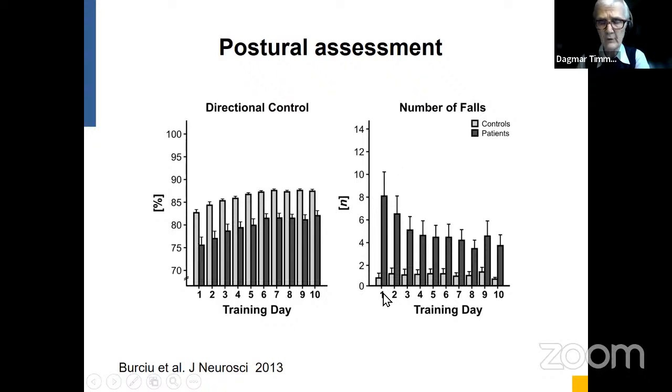Here are the number of falls. Controls hardly fall at all. And here in patients, they reduced the falls. They wore a harness, so nothing happened, but the number of falls was reduced. So they learned, both groups learned.